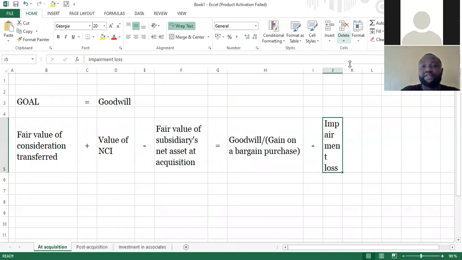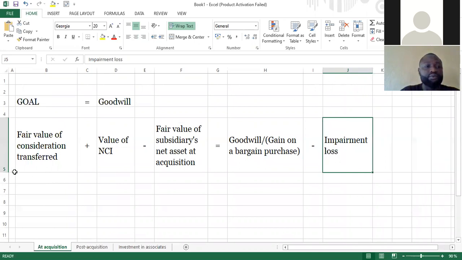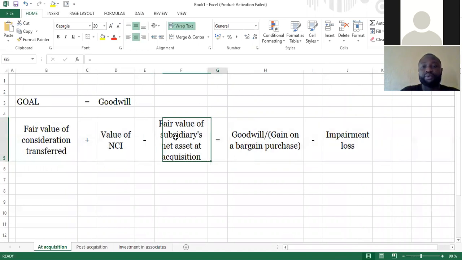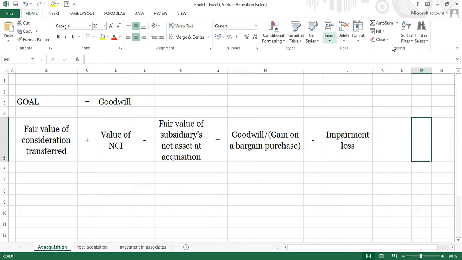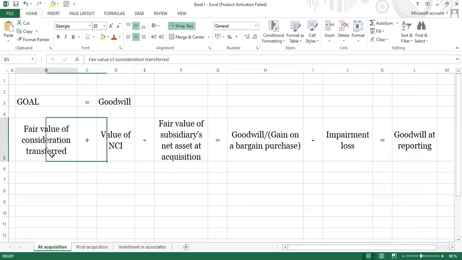So most times, this first goodwill you get is like a goodwill at acquisition. Once you deduct or adjust for impairment loss, what you now have is goodwill at reporting. So this can now be equal to goodwill at reporting. This is something we're already familiar with. Like I said earlier, the focus is just on how each of them will affect your preparation of profit or loss, even before you start solving questions.